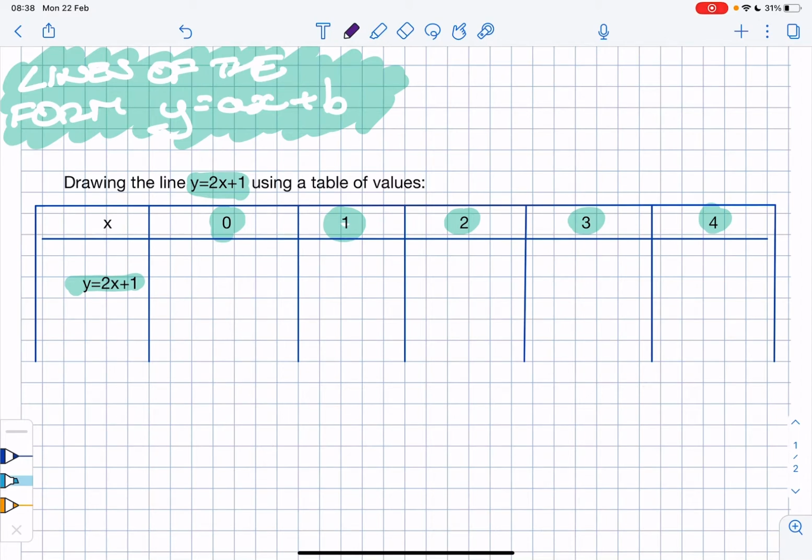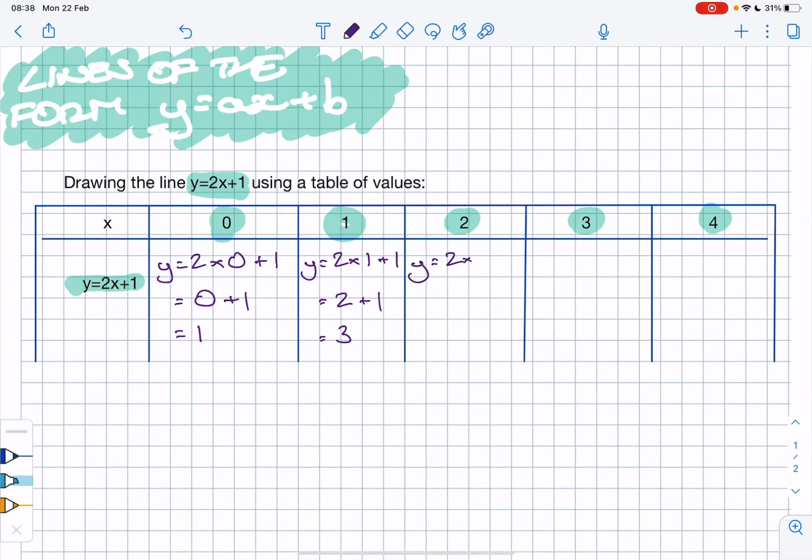So given our 5 x values along the top, the first one is going to be y equal to 2 times by 0 and then add on 1, okay? 2 times by 0 is just 0, and when we add 1, we get an answer of 1, okay? So similarly for the second one, it's going to be y equals 2 times by 1 and then add on 1. 2 times by 1 is 2. When we add on a 1, we get an answer of 3. And then we can keep going.